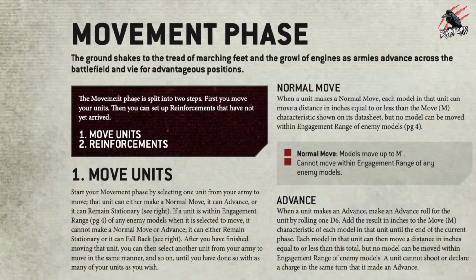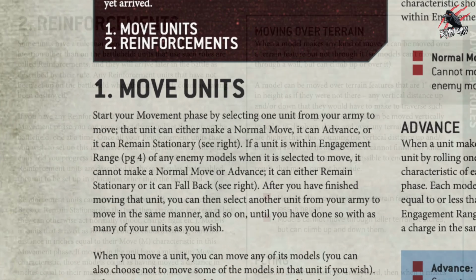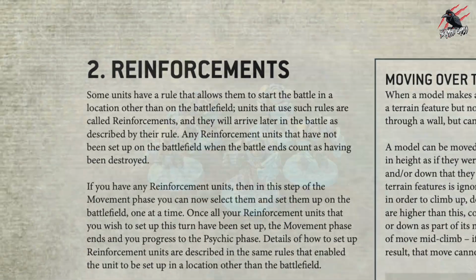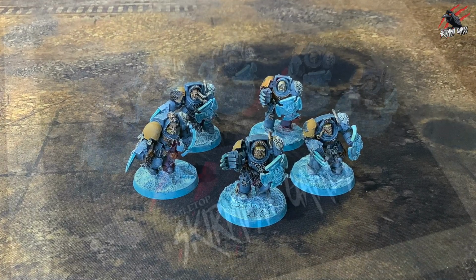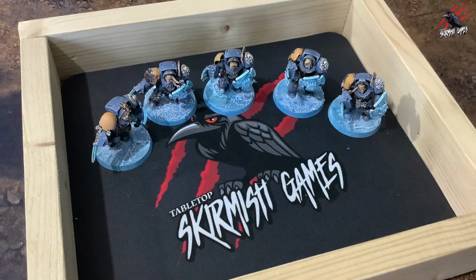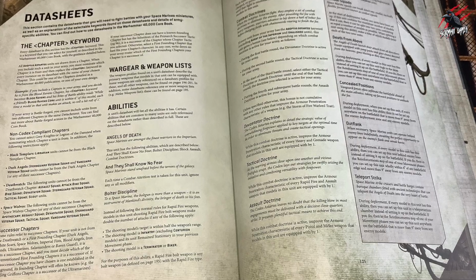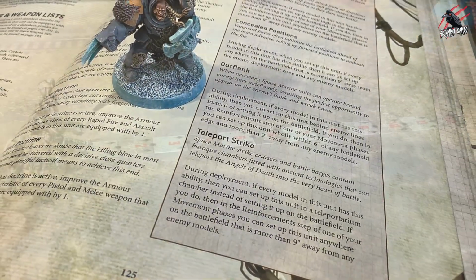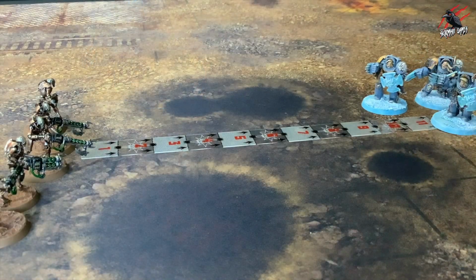That covers step 1 of the movement phase, so now we know how to move our units. Let's move on and look at step 2, reinforcements. A reinforcement unit is a unit that starts the battle in a location other than the battlefield. You set up your reinforcement units one at a time, as described by the rules that let them start the battle in locations other than the battlefield.